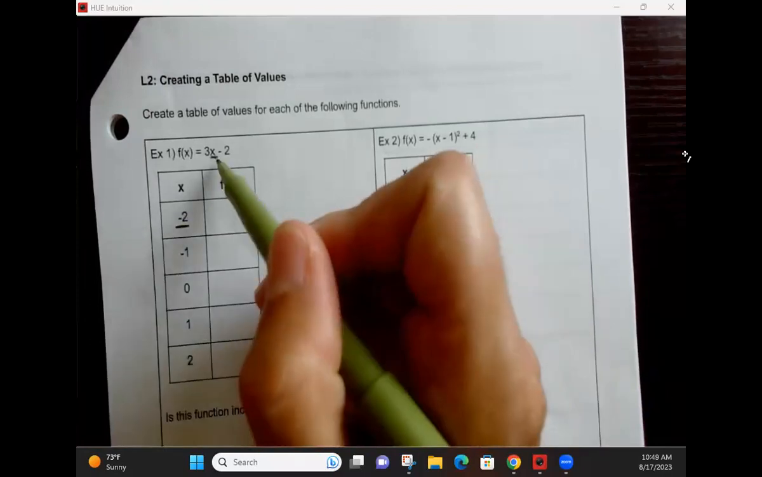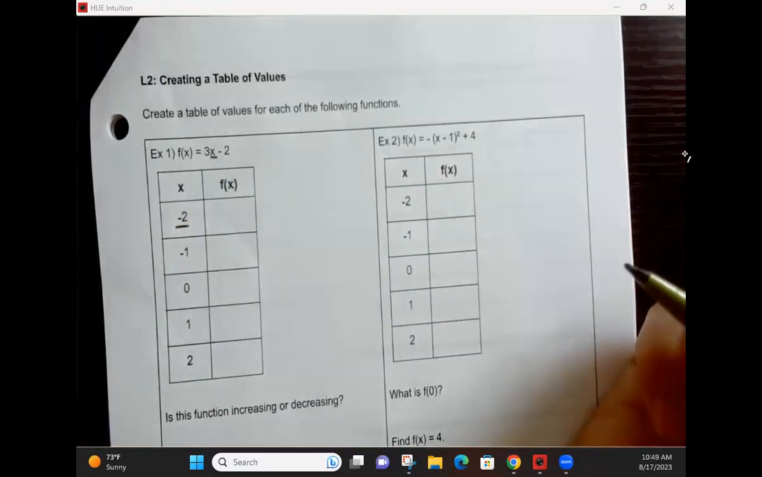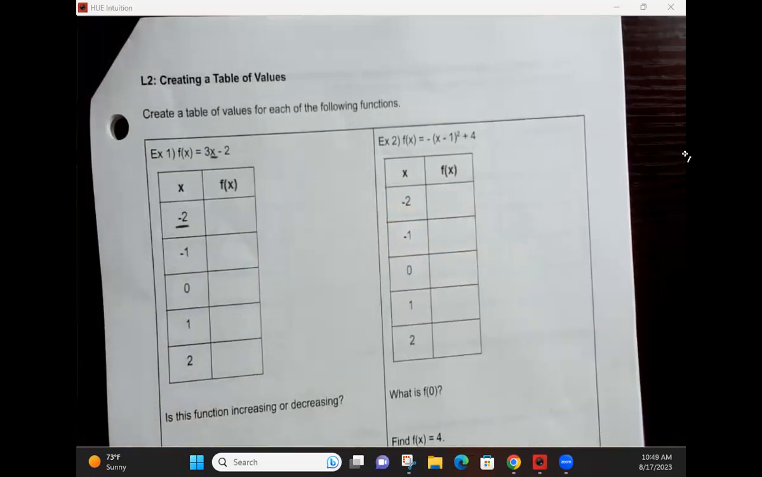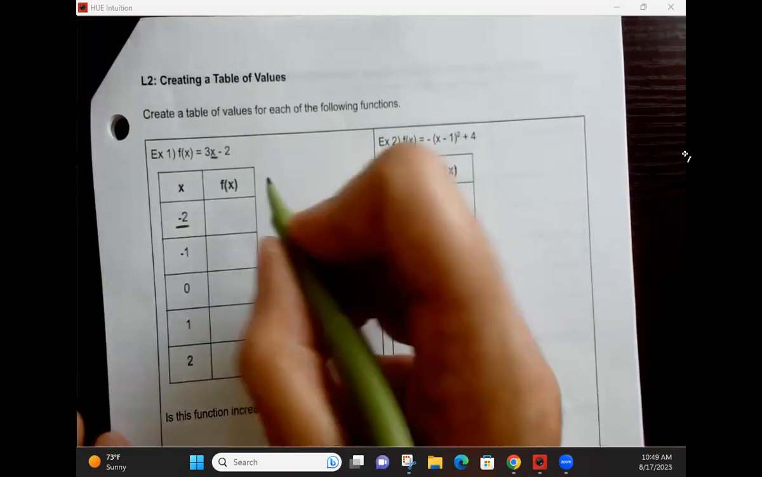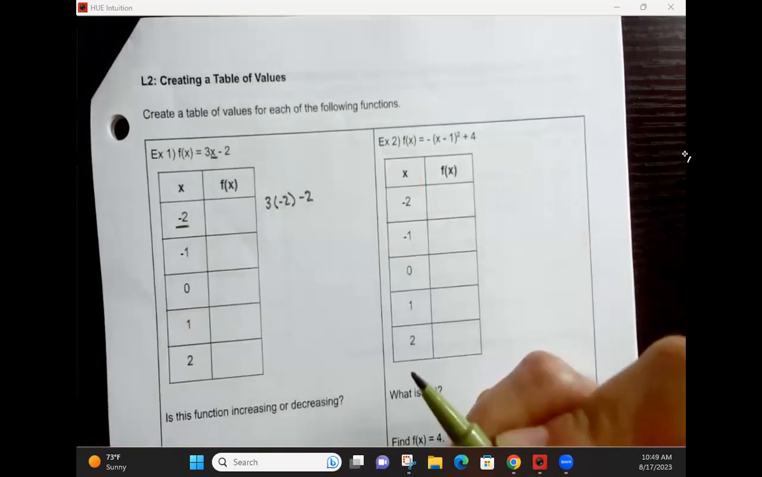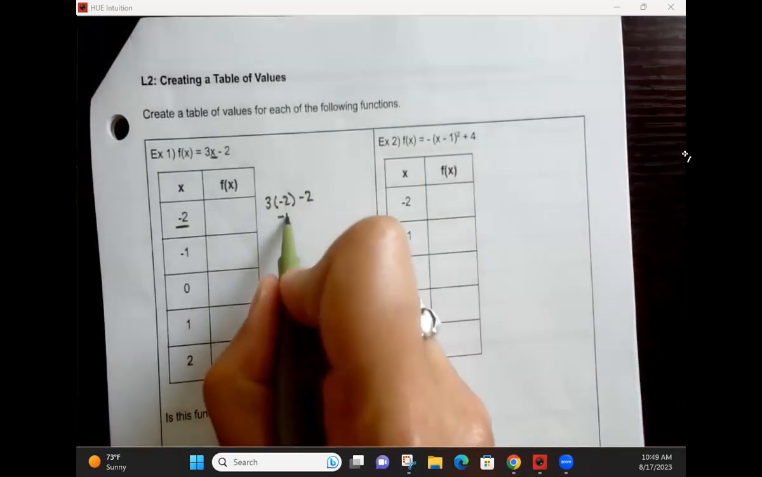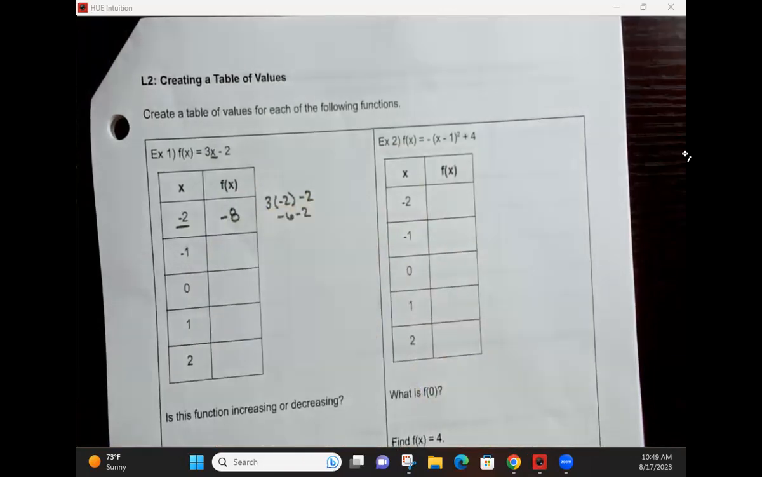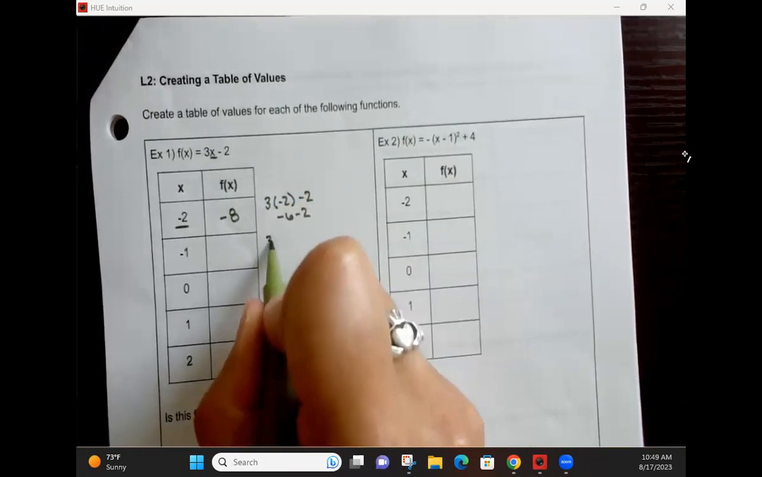So if I ask you to create a table of values for my function here, for example 1, that just means you are going to plug in these values for x. And for these first couple of examples to get you started, I've specified those x values. We'll see a couple of examples later on where you get to pick the x values that you're going to plug in. But for the first few, I've given them to you. So this is just 3 times -2 minus 2. Be careful with your simplification, just like yesterday. So this would be -8. And then I do the same thing for my next value.